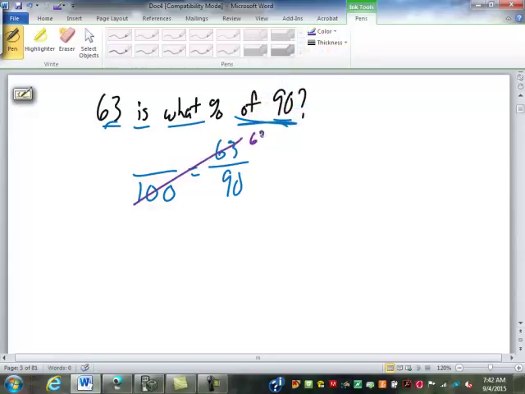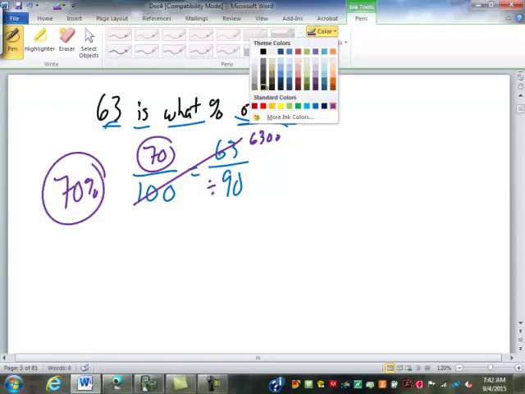100 times 63 is 6,300. Divided by 90 is 70. So 63 is 70% of 90.